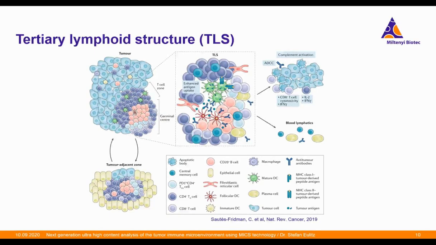And today I would like to show you a TLS in an ovarian cancer sample which we have analyzed with in total 96 markers. So what can be seen in the data?